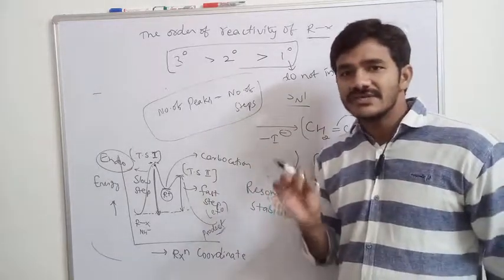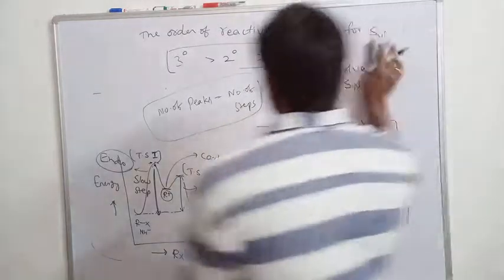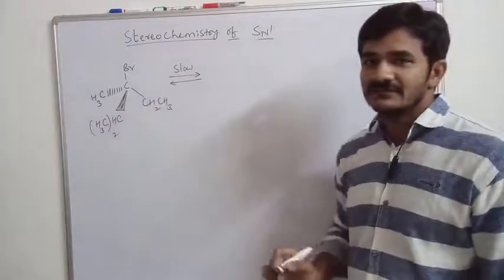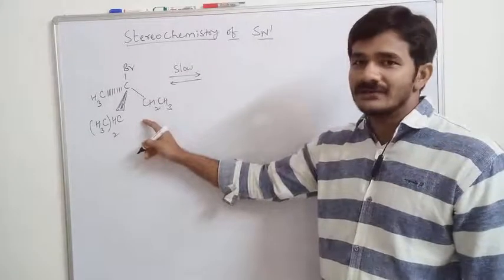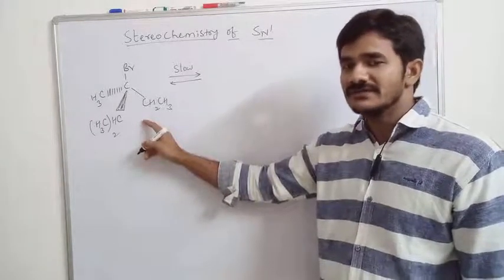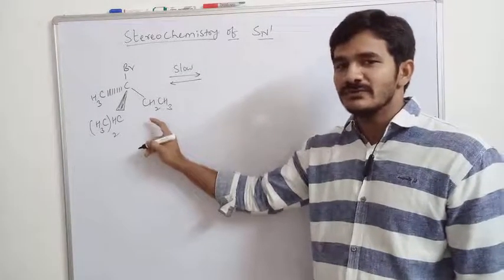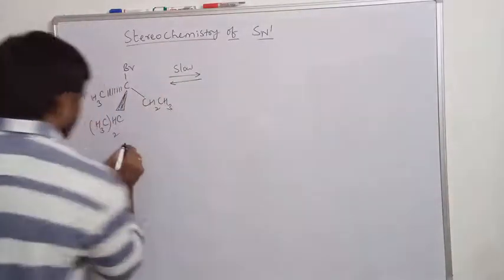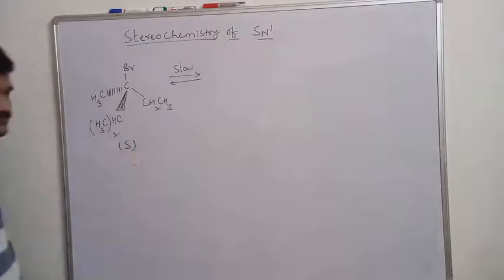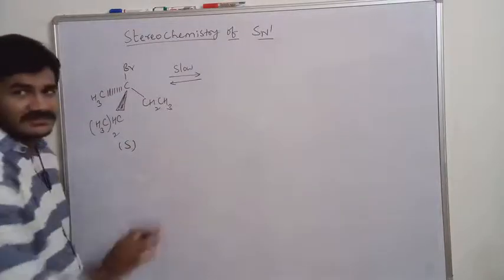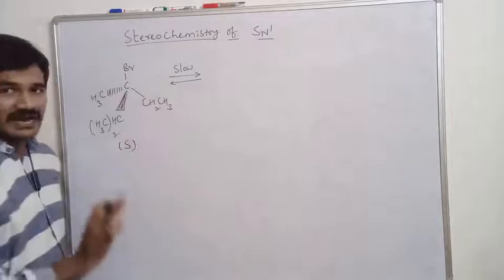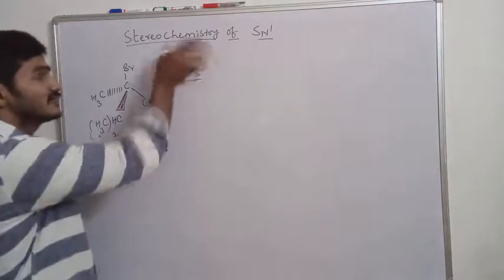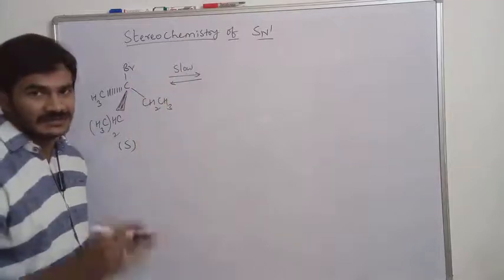Now we will discuss the stereochemistry of the reaction. Now let us see the stereochemistry of the SN1 reaction. I am taking one optically active compound. Optically active means it contains a chiral carbon, is non-superimposable, and does not have any plane of symmetry. I am writing this molecule's configuration as S configuration. It is an optically active compound. When you take an optically active compound, then only we can understand the stereochemistry. It may be SN1 or SN2.